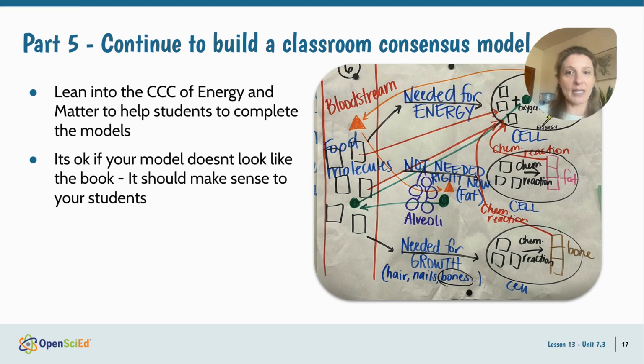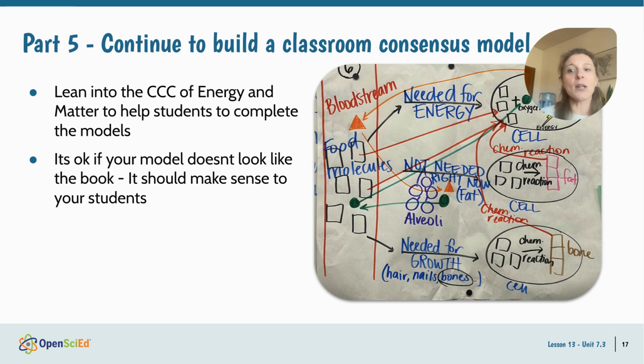In part 5 and 6, this is on day 2 where you're building that consensus model. You really want to lean into the CCC of energy and matter. This should help the students come together to explain what happens to food molecules that are not needed right now, and what happens to food molecules that are needed for growth. Sometimes it just helps to put concrete examples with those generalized topics.